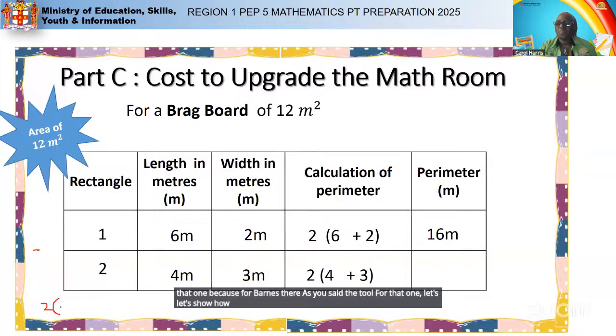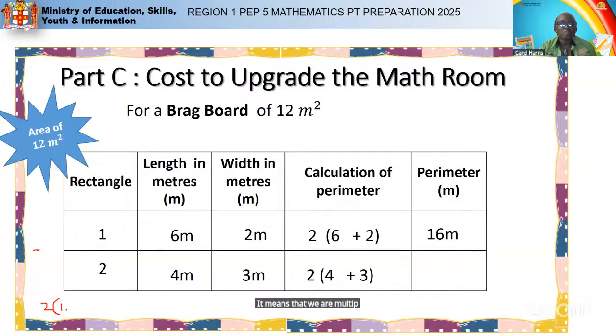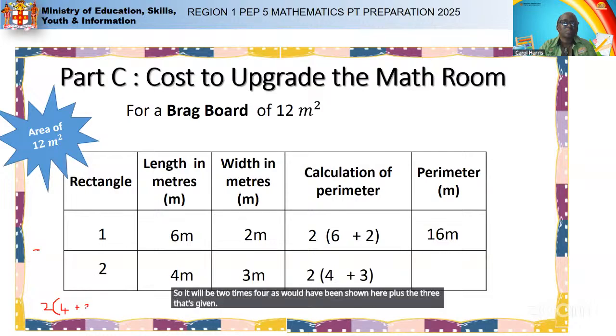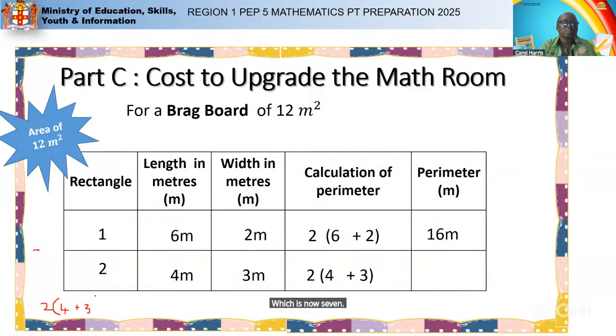Once you have the 2 outside, it means that you're multiplying anything in the bracket by 2. So it would be 2 times 4, as would have been shown here, plus the 3 that's given, which is now 7, multiplied by 2, giving you a perimeter of 14 meters.